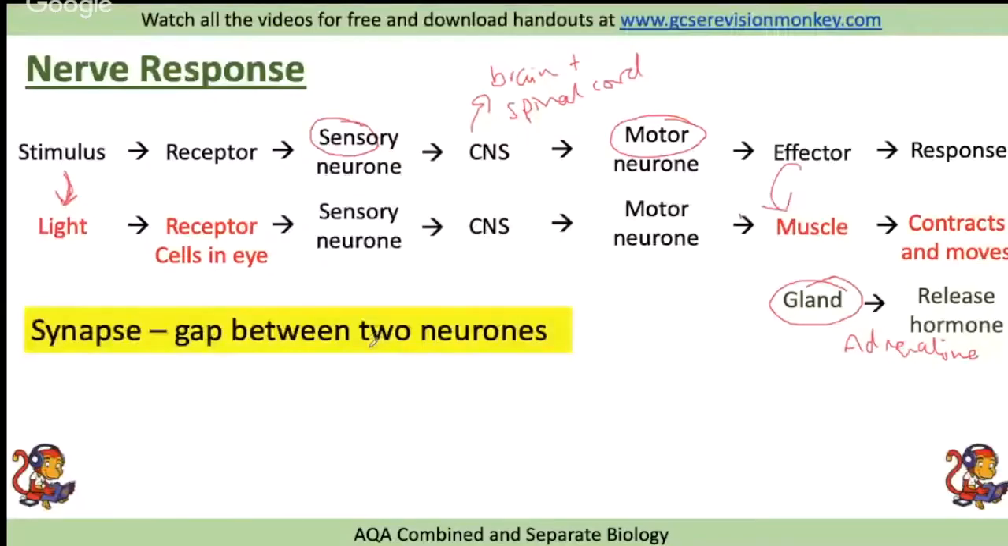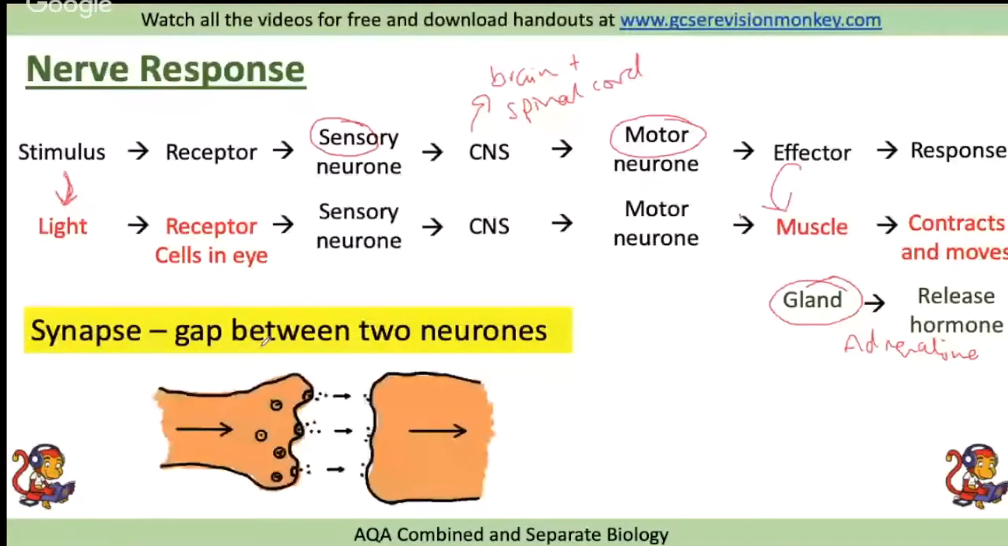And when they do that, they have to pass the signal across a synapse. A synapse is a gap between two neurons. So this here is the synapse. And the message within the nerve is a very quick electrical message. So either side here, the message will be transported in an electrical way. And in between, there is a chemical message.